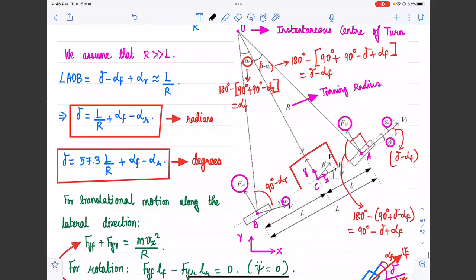So considering that the radius of turn is very much higher than the wheelbase of the vehicle, we derived a simple expression for the steering angle delta, which was L by R plus alpha F minus alpha R.